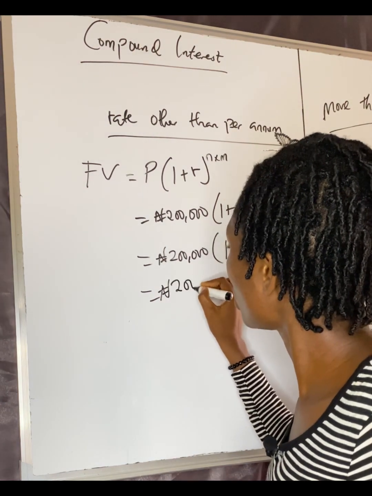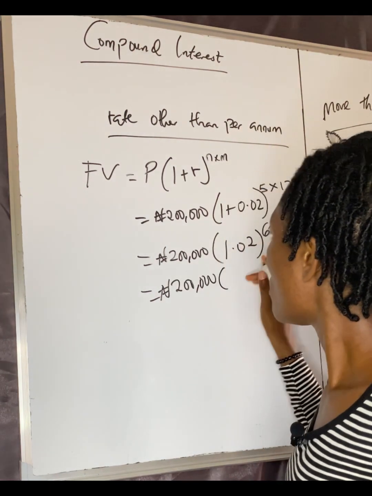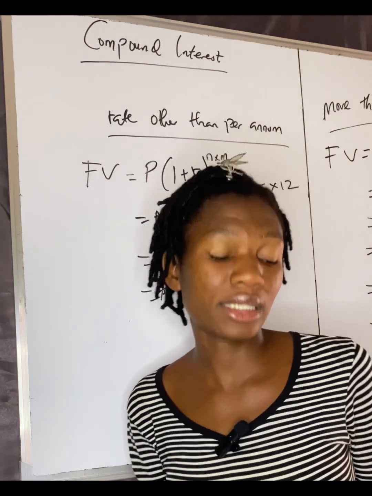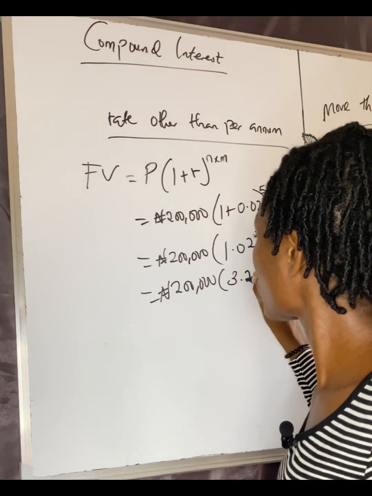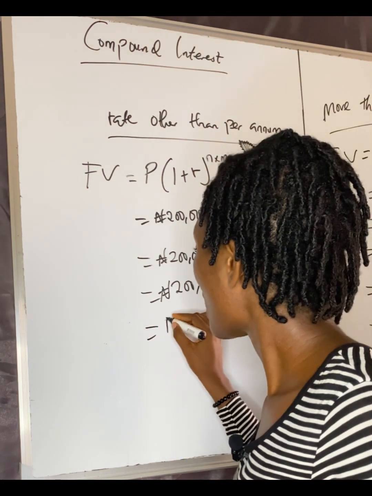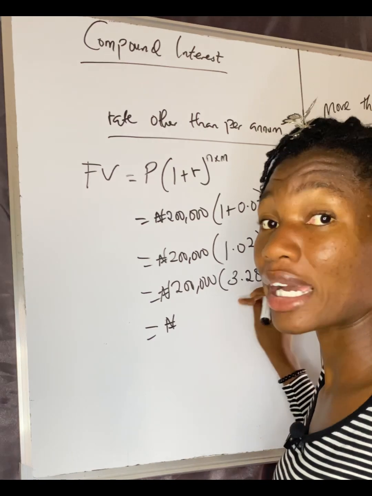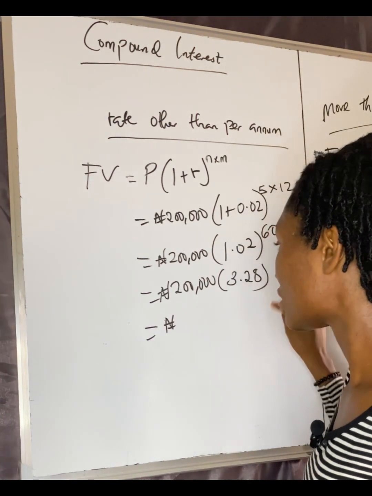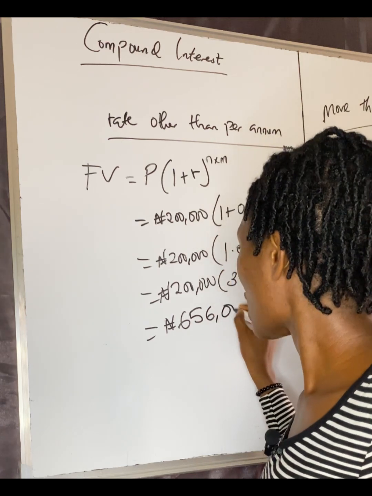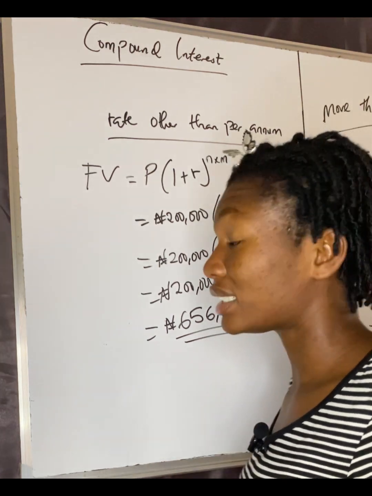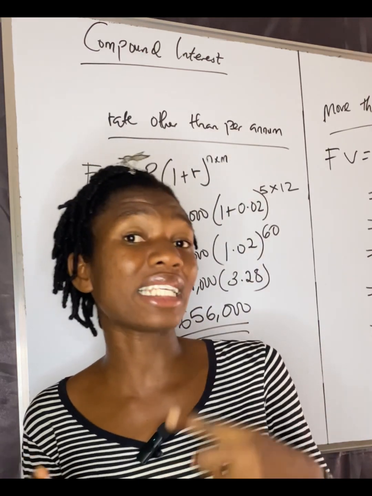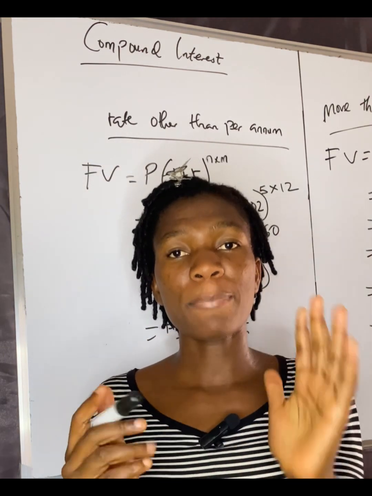So we have 200,000. When we have 1.02 raised to power 60, we have 3.28. So we'll now be multiplying 200,000 by 3.28, and that will give us 656,000 naira. That is the scenario where interest is paid at any rate other than per annum.